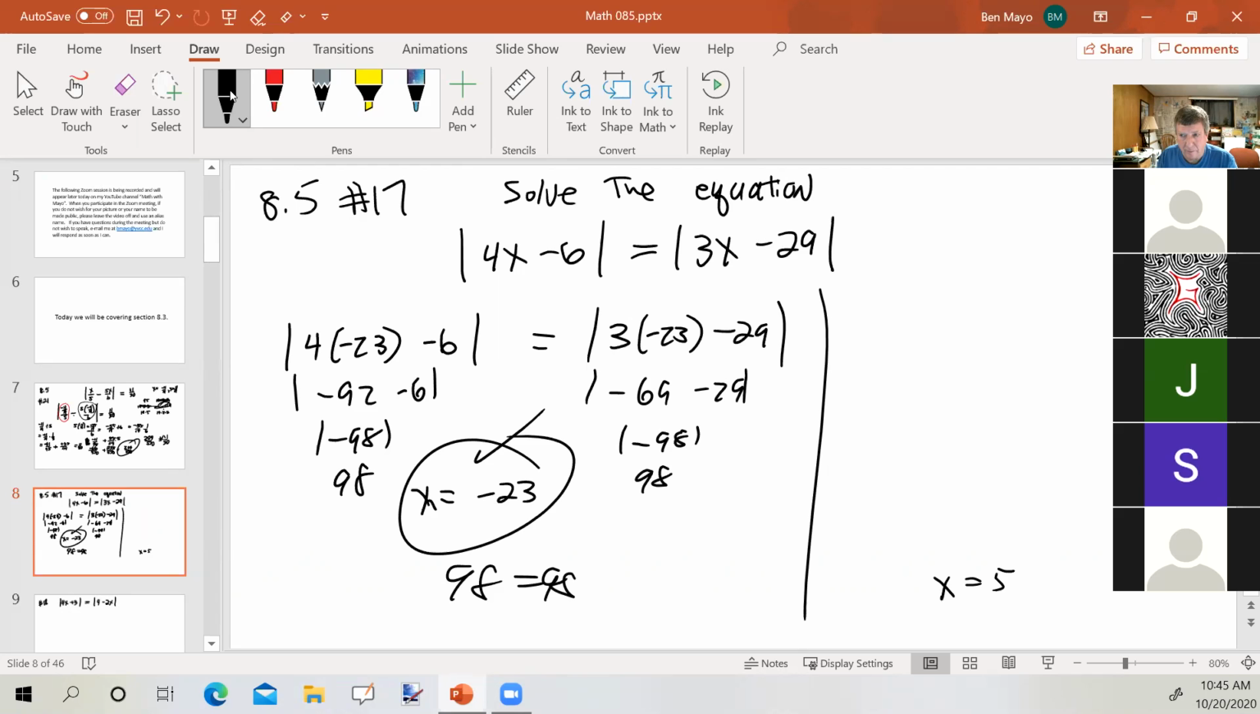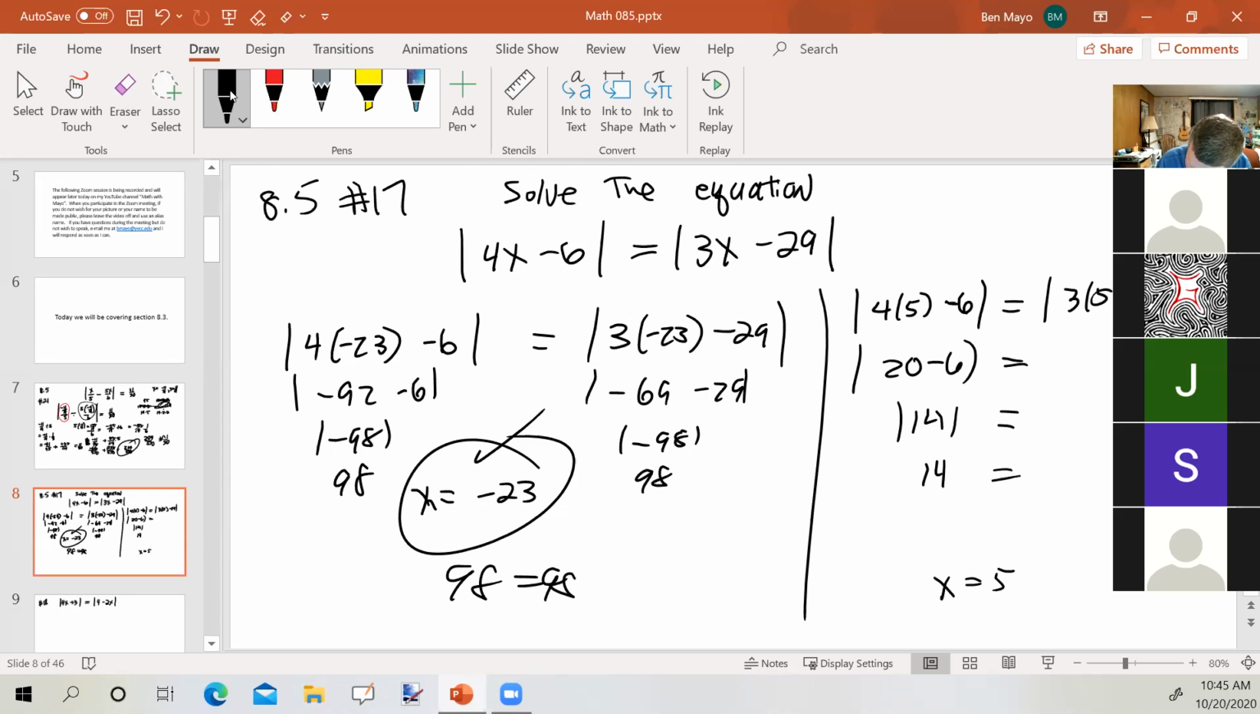Any questions there? I like this one better than the last one. Okay, x is 5. Absolute value of 4 times 5 minus 6 equals absolute value of 3 times 5 minus 29. So this becomes 20 minus 6, which is 14. This is 15 minus 29, which is negative 14. Absolute value is 14. So that one checks as well. All righty.